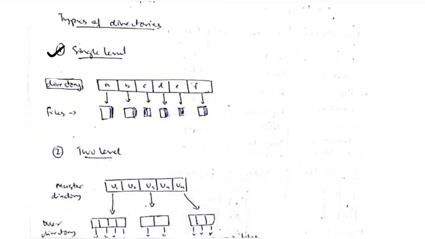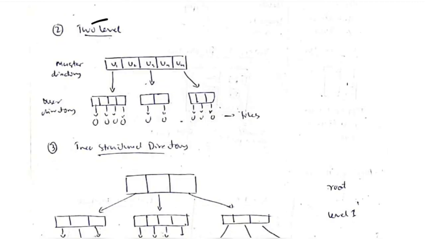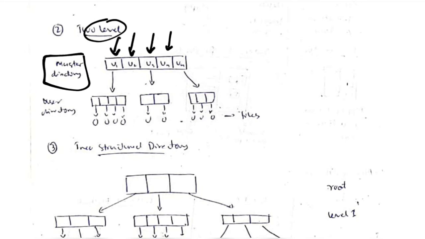First one is single level, means the directories will be stored at one part, and the files which are associated with the directory will be stored under each directory. Okay, the second is the two level, means if someone wants their own directory, at that time we can use the master directory, where it will have all the user directories stored, and for each user directory there will be the files which are related to the particular user. Okay, so that's known as two level directory.